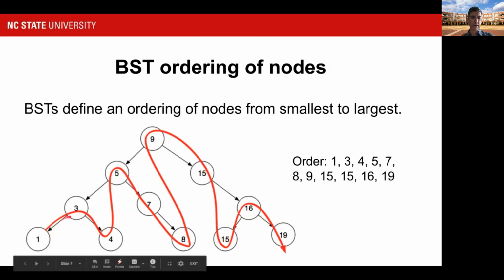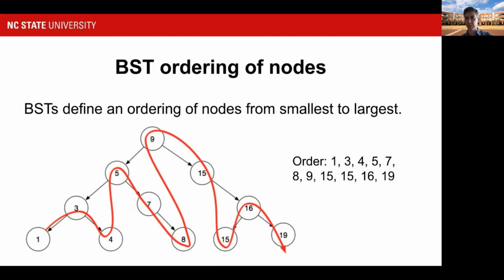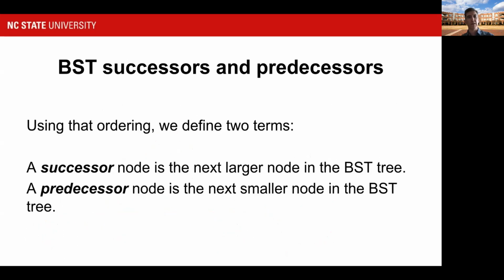Okay, so you notice the ordering has this weird shape through the tree. And that's to be expected because of the way the binary search tree works and the fact that when we insert nodes, we're not inserting them in order, but we're placing them in order somewhere in the tree. So when we look at a tree like that, a concept we need to think carefully about is this idea of successor. A successor node is the next larger node, and a predecessor node is the next smaller node.